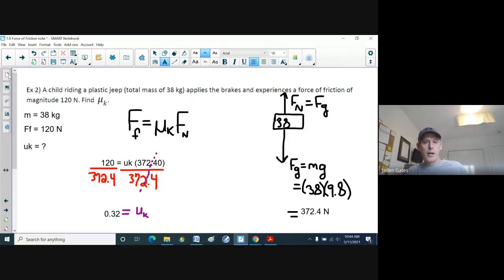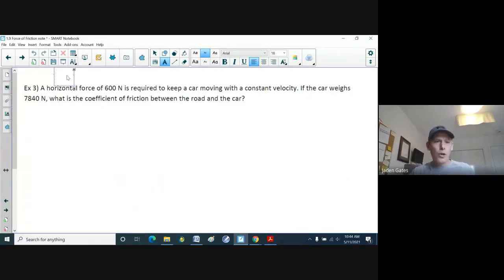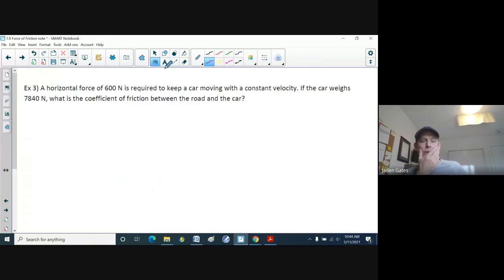All right. We're heading to example number 3 here. A horizontal force of 600 newtons is required to keep a car moving with a constant velocity. If the car weighs, and we've got the weight this time, not the mass, 7,840 newtons, what is the coefficient of friction between the road and the car? So lots going on here. Let's draw what's going on. There is an applied force on this car, and it is 600 newtons.